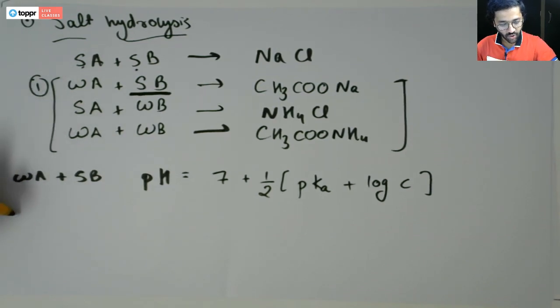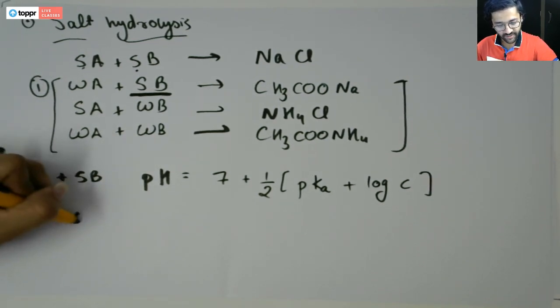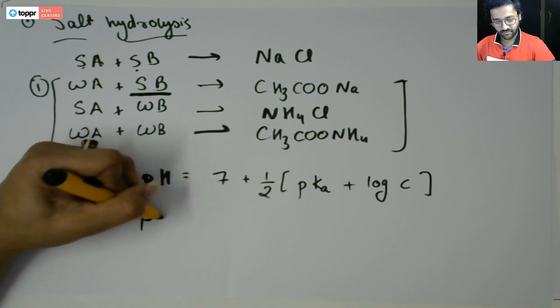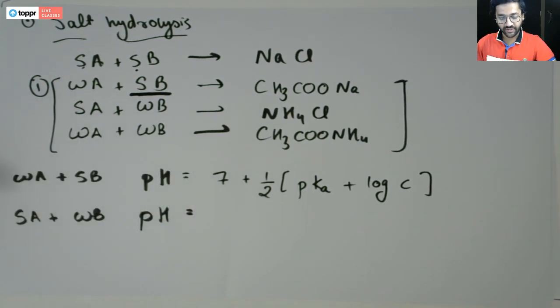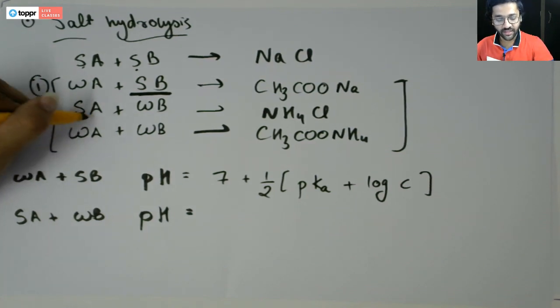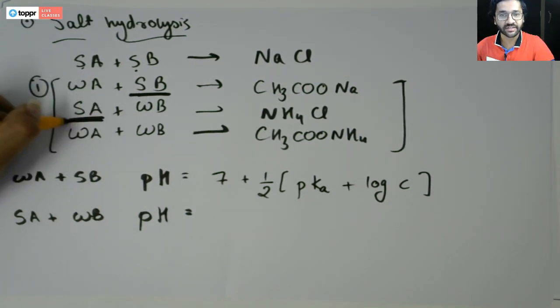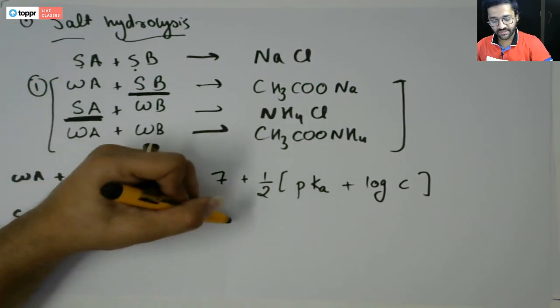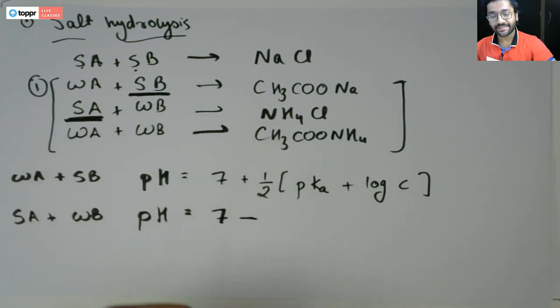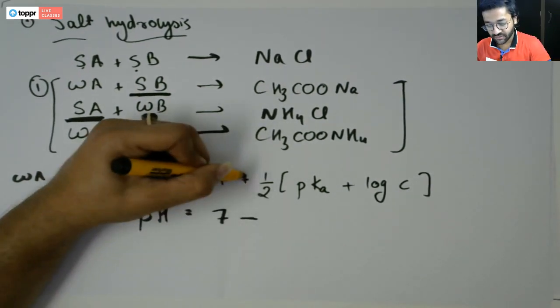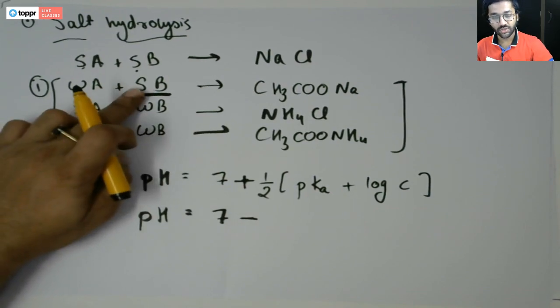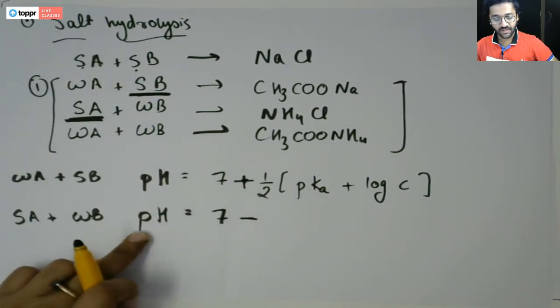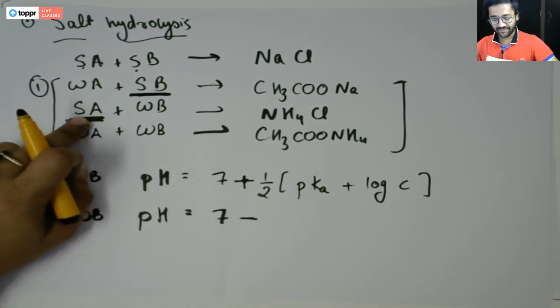If we talk about a strong acid with a weak base, the pH value will fall towards the acidic side. Why? Because we have a strong acid with a weak base. Hence you will see it will be lesser than 7. In the first case it was more than 7 because of a strong base. In this case it will be lesser than 7.